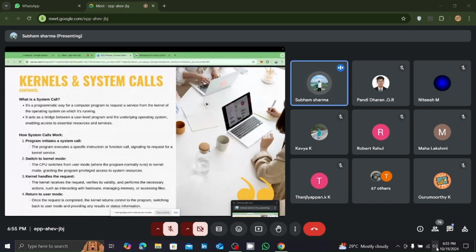So guys, did you understand the kernel, what a kernel is, how the system call works, user mode and kernel mode? Yes, sir.